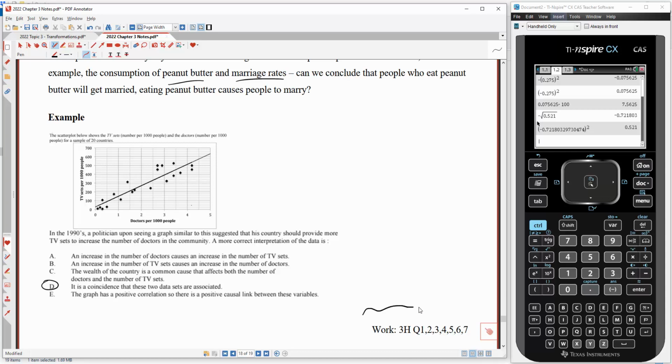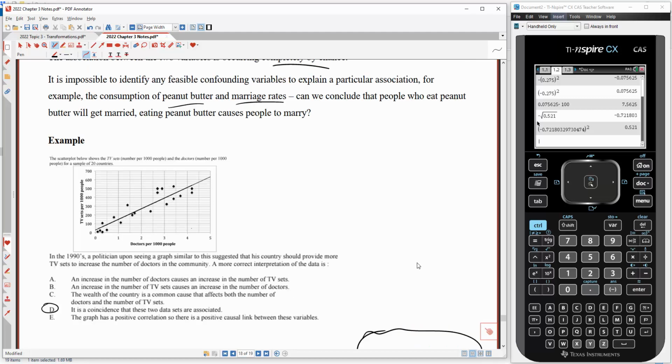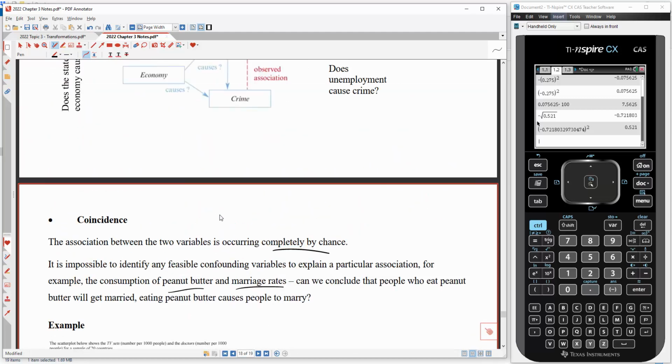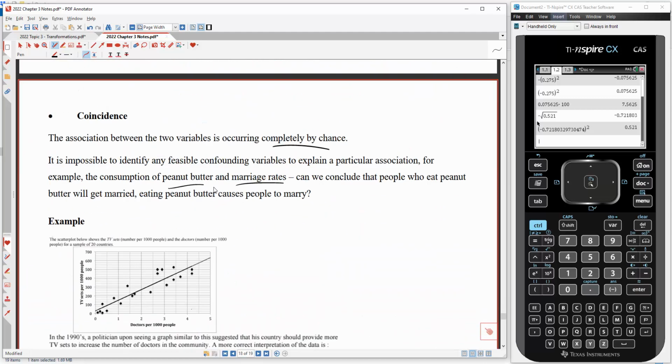All right, so try that out on 3H and use these 4 things here to try and see what's going on in those questions.